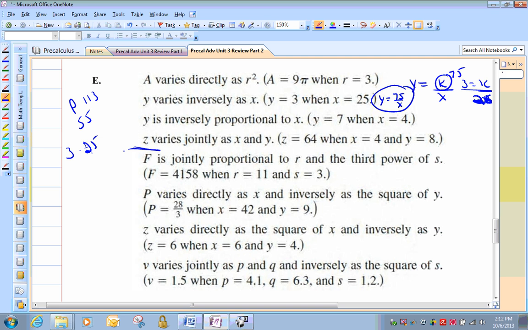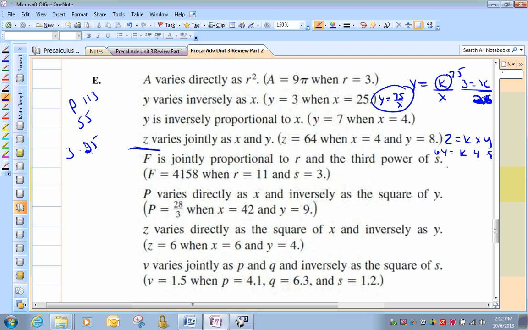All right, let's take a look at the one that says varies jointly, which would be number 58 in your book. Z varies jointly as X and Y. Remember, that's just things joining in on the party. So we would say Z equals K always, and then X and Y. When Z is 64, remember we're going to solve for K. X is 4 and Y is 8.